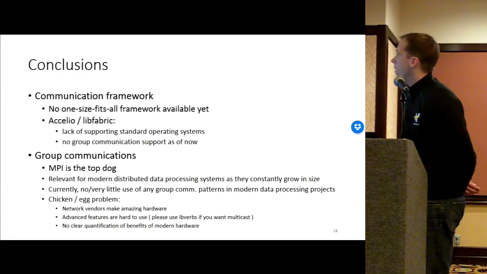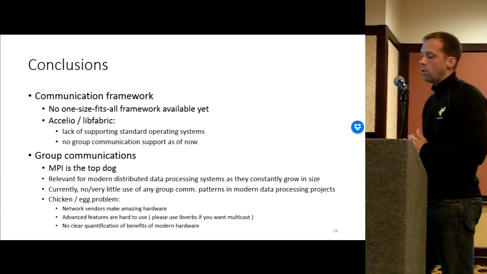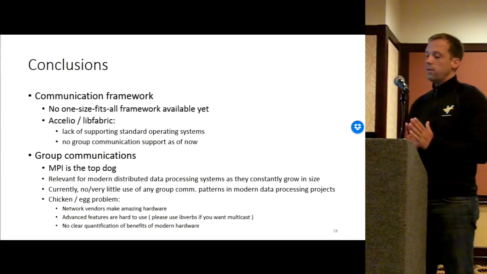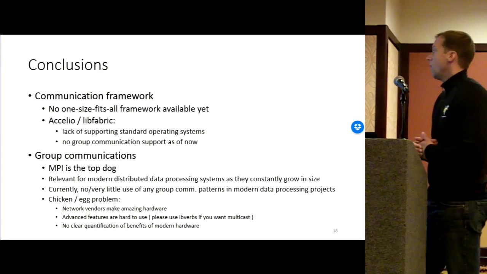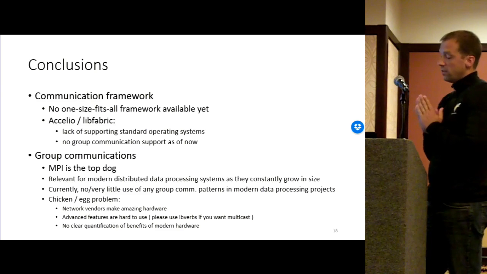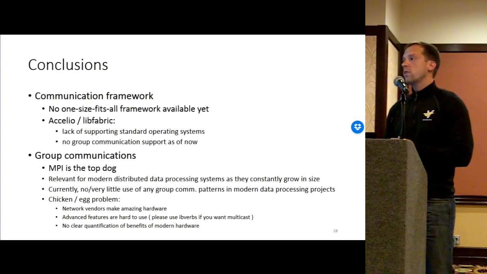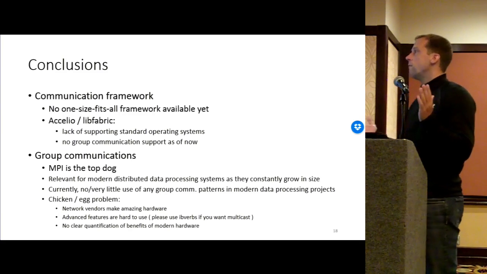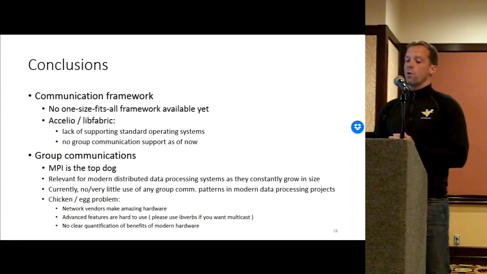Okay, so my conclusions are, if we talk about the communication framework, from our point of view, there's no one-size-fits-all framework available yet. For Accelio and libfabric, again, there's the lack of support for all available operating systems, and again, there's no native support for group communication operations as of now. When it comes to the group communication operations itself, clearly MPI is the top dog, but probably is not the right tool in the context of a distributed query processing system where you require a very high amount of elasticity, and you assume that there's a very high amount of failures going on.